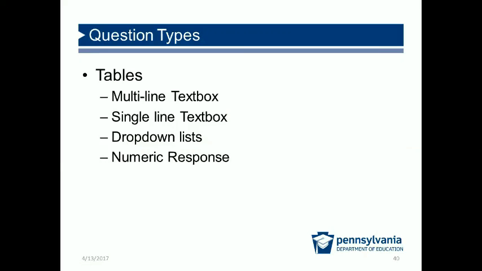While most of the narrative sections have multi-line text questions, the budget and applicant information sections will have tables that require multi-line and single-line text box responses, drop-down menu selections, and/or numeric responses. These are reviewed in the General Grant Guidelines presentation.